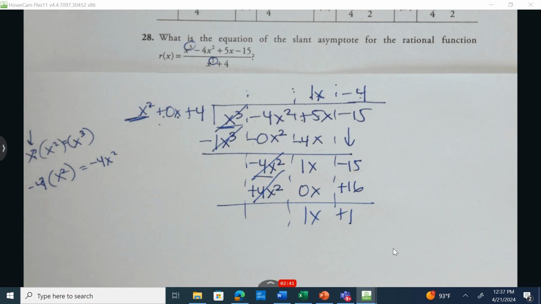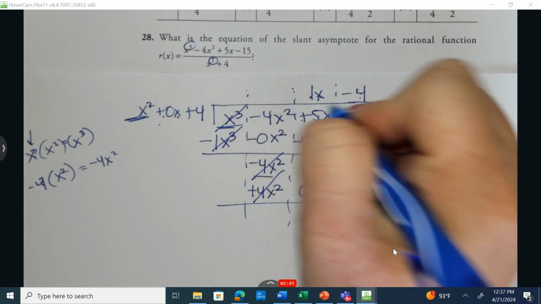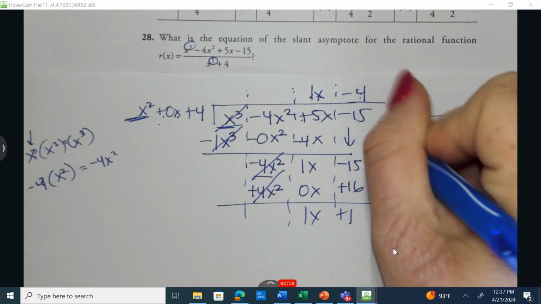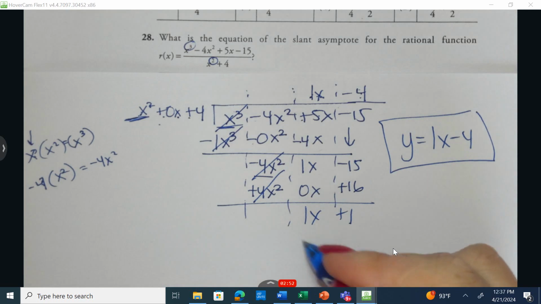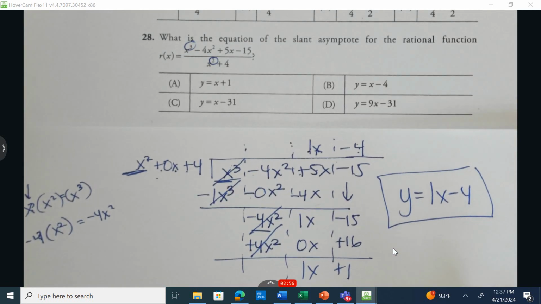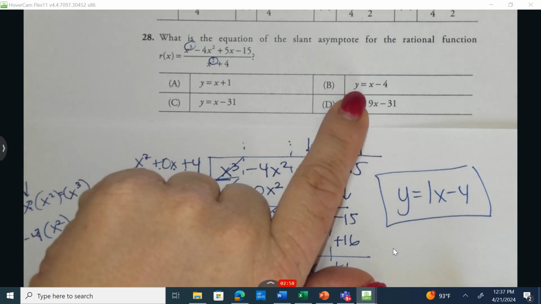When we do polynomial long division, what we have up top will be our equation. So y equals 1x minus 4. This will be the equation of the slant asymptote. We don't worry about the remainders. Let's see if that's visible here. So y equals 1x minus 4. It's going to be option B.